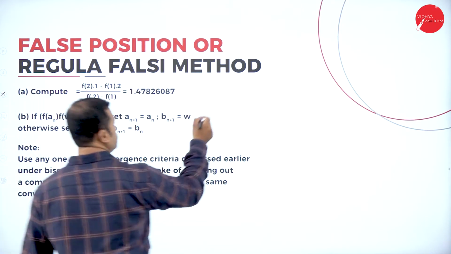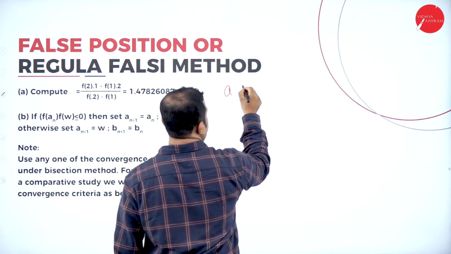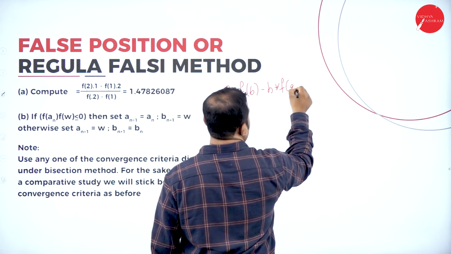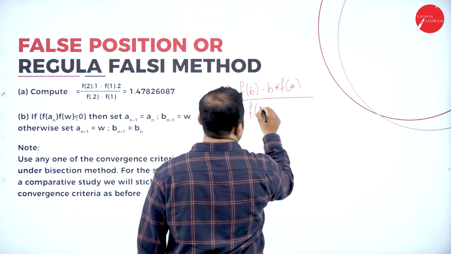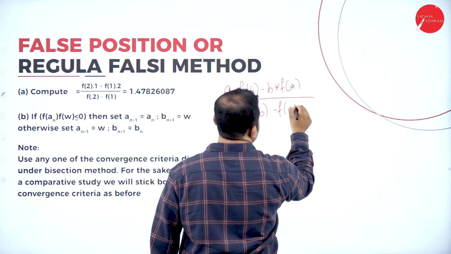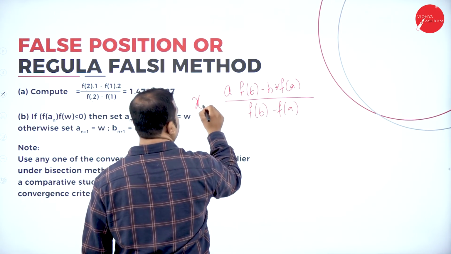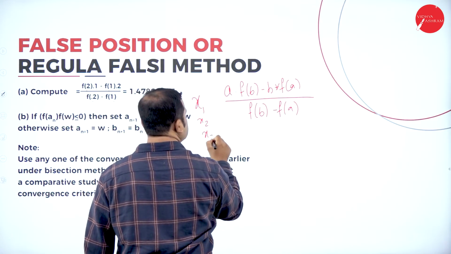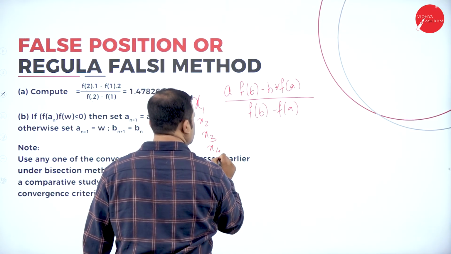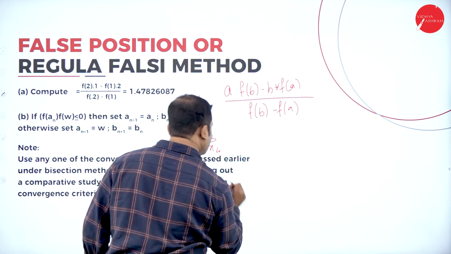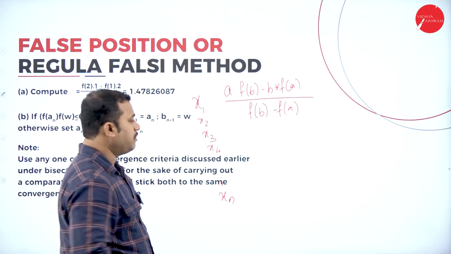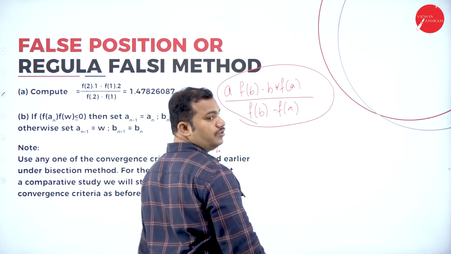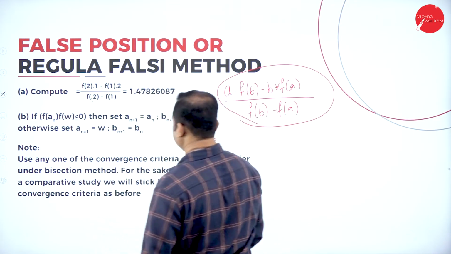What is the formula? A into f of b minus b into f of a divided by f of b minus f of a. This is the formula we use to find out the value of x1, x2, x3, x4, and so on up to xn, the nth iteration. By doing all these calculations, we will find the values of each iteration.